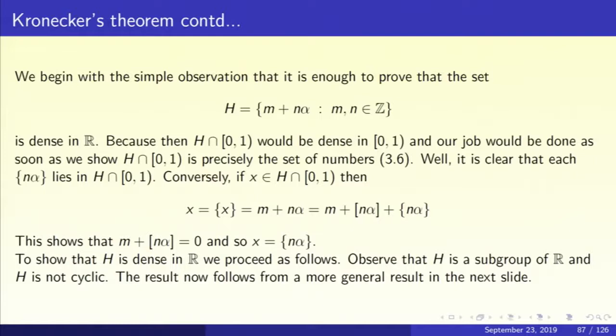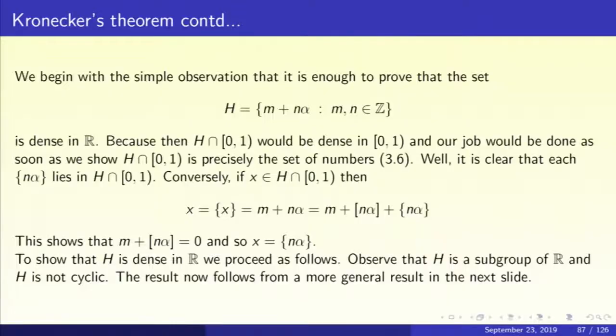On the other hand, if you take an element x which is in H intersect 0, 1, then x is the same as a fractional part of x because it lies in the interval 0, 1, 1 excluded, and that is going to be equal to m plus n alpha because x is also in H. So compulsorily we must have that m plus square bracket n alpha must be 0 and x must be the fractional part of n alpha. So we have verified that H intersect 0, 1 is precisely the list of numbers, fractional part of alpha, fractional part of 2 alpha, fractional part of 3 alpha and so on.